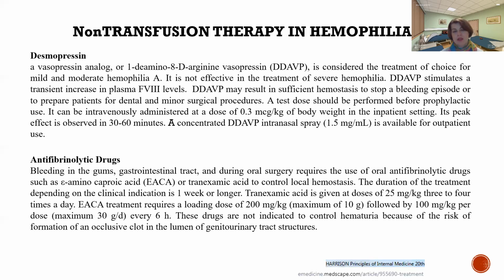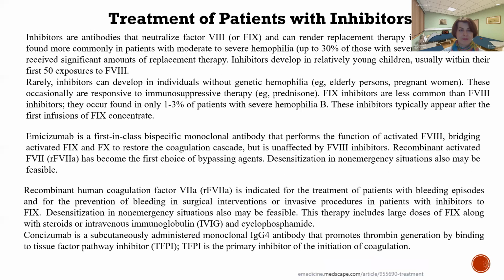Aminocaproic acid requires a loading dose of 200 milligrams per kilo, followed by 100 milligrams per kilo per dose every 6 hours. It is not indicated to control hematuria because of the risk of formation of an occlusive clot in the lumen of genitourinary tract strictures.